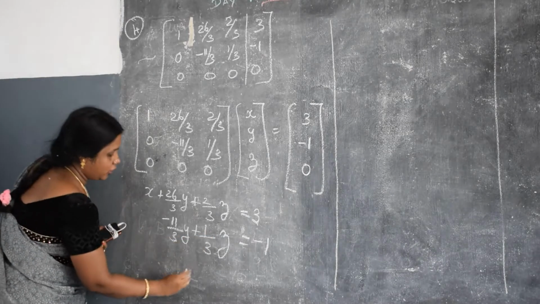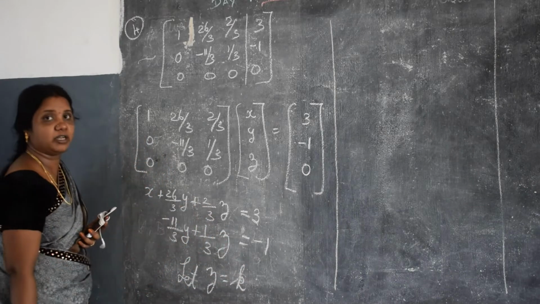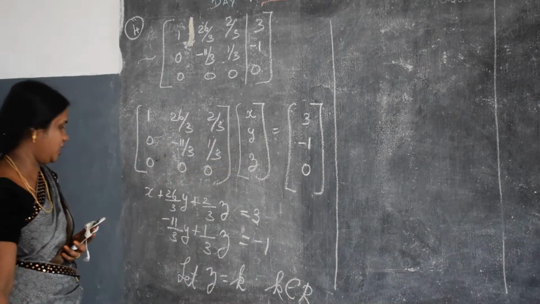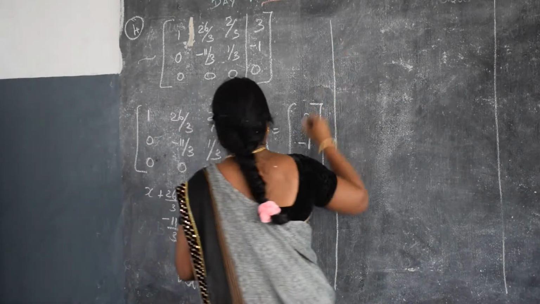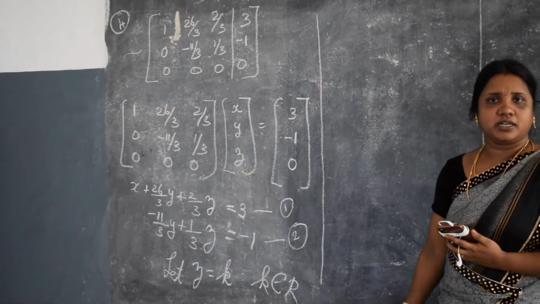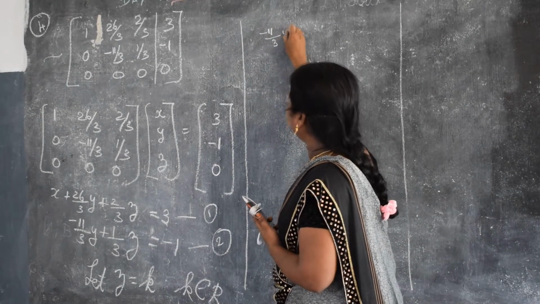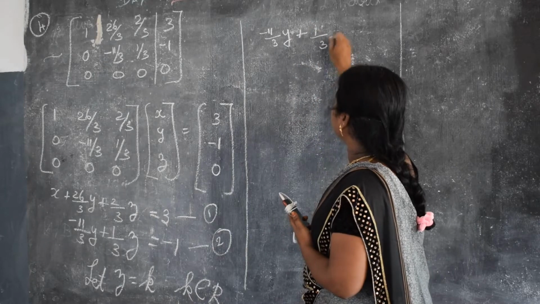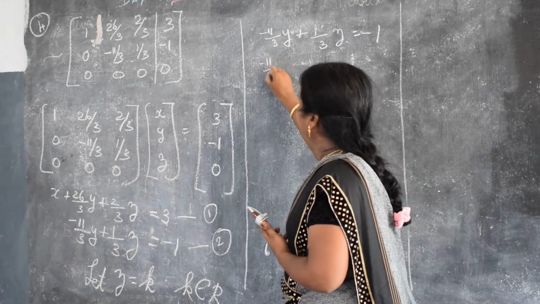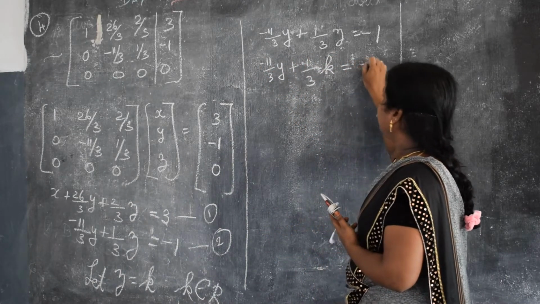So I am going to keep it as: let z is equal to k. I'm bringing in a variable k. K belongs to any real numbers. It can be anything. Okay? Have you understood? So keep the first equation and second equation. Substitute z is equal to k in 2. Substitute in the second equation. Minus 11 by 3 y. Our second equation is z is equal to minus 1. So minus 11 by 3 y, instead of z, what should we put? You have to substitute k minus 1.